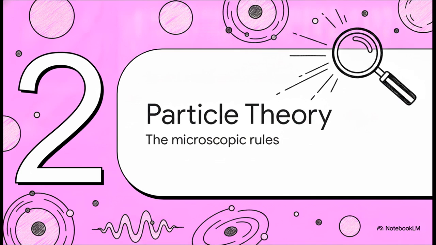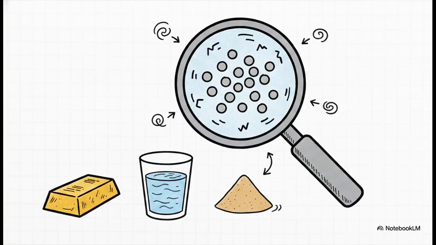Okay, now that we've defined the big stuff, let's move on to Section 2, the secret particle theory. We are taking out our microscopic lens to look at the tiny building blocks of matter. It turns out all matter is constructed from extremely tiny, completely invisible particles that are constantly in motion. Constantly. Whether you're holding a heavy bar of gold, a glass of water, or just a handful of sand from the beach, it is all made up of these distinct, incredibly small particles. You'd need a seriously advanced microscope to even stand a chance of spotting them.